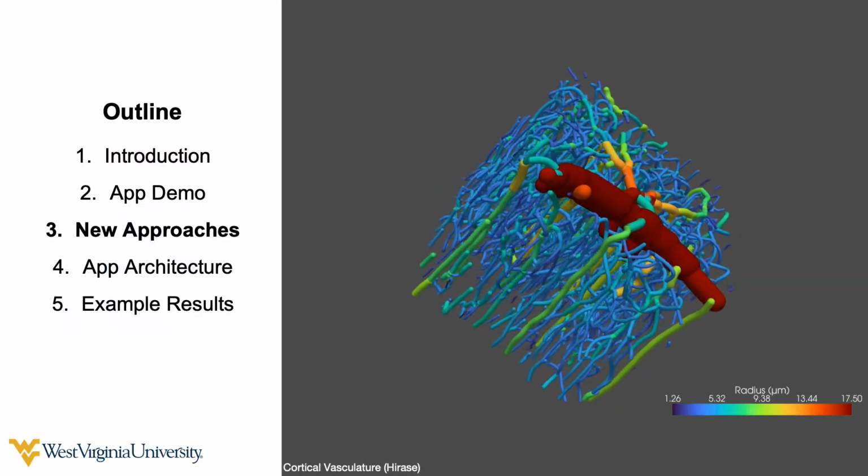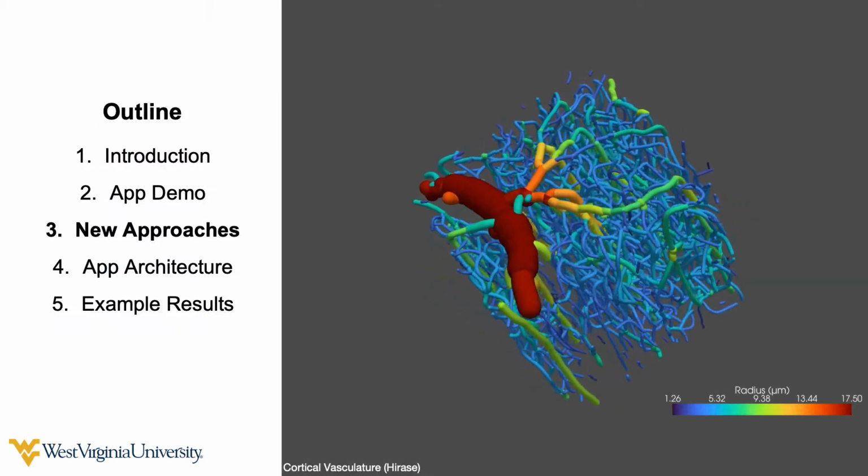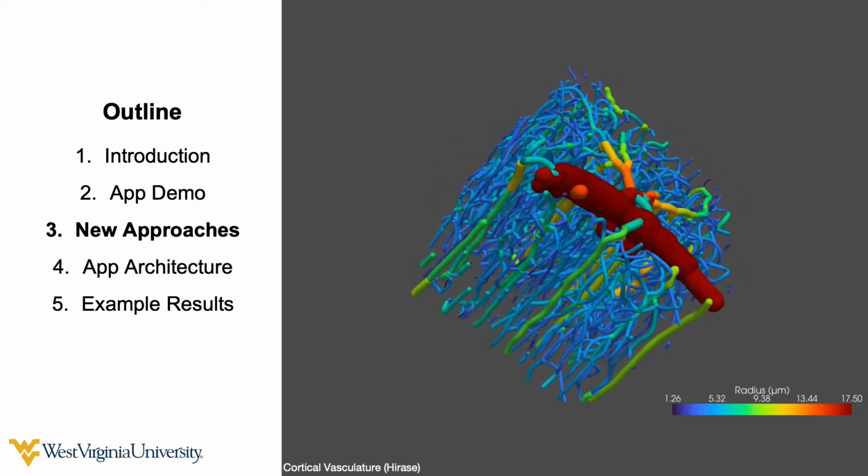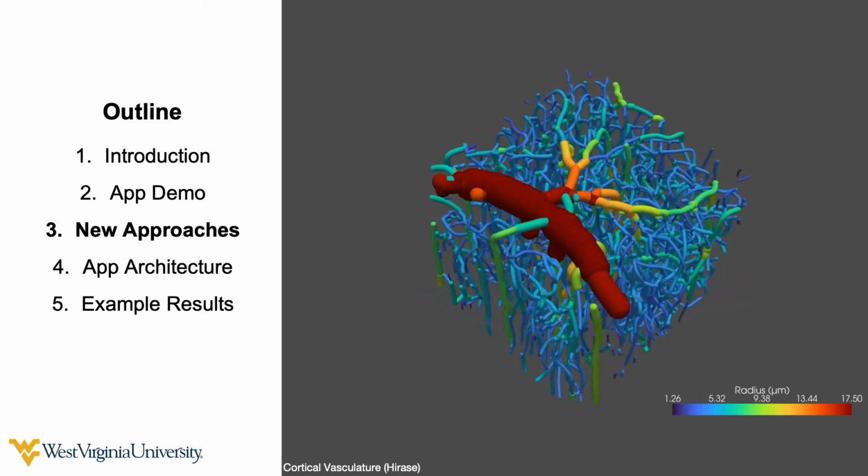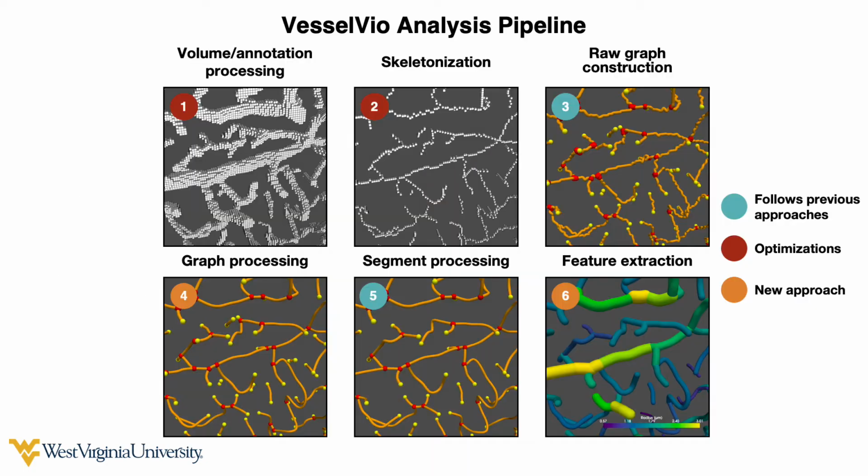Now that we've seen a bit about how the app can be used, I want to dive into a few of the new approaches that I took in the analysis pipeline. These results are described further in our recent publication in Cell Reports Methods. VesselVio's analysis pipeline follows the same general stages as previous techniques, but there are several new analysis approaches that I took and pipeline optimizations that I implemented.